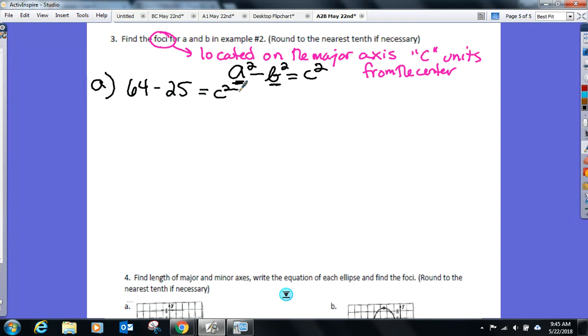Help me find the value now. 64 minus 25 is 39, so 39 equals c squared. What are you going to do on both sides here? Square root. And in the directions, it says round to the nearest tenth. So c is going to be about 6.2.